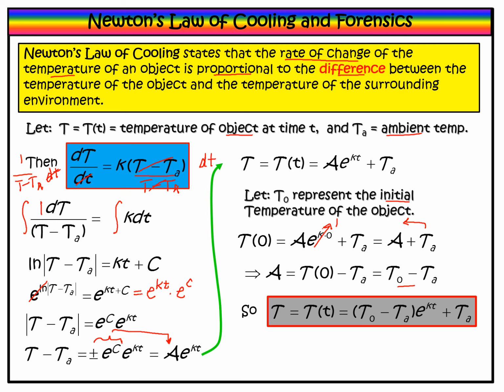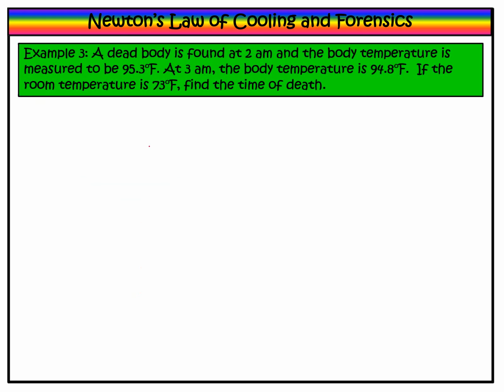So let's try this on an example. We've got a dead body that is discovered at 2 a.m. and the body temperature is measured to be 95.3 degrees Fahrenheit. So that's at 2 a.m. And then at 3 a.m., which is 1 hour later, they measure the body temp again and it's 94.8 degrees. So if the room temperature is 73 degrees Fahrenheit, let's find the time of death.